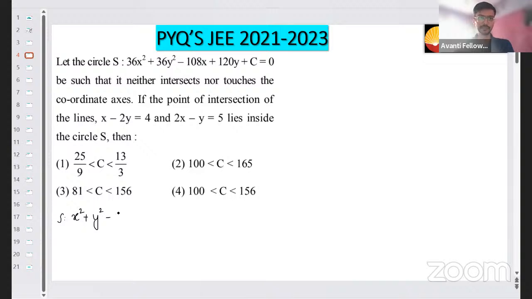So I think 12 will divide, no? So 3 and 12. Not 12, 36, 3 will go. Yes, yes, sorry. It is directly divisible, right? So minus 12x plus, if I divide by 60 by 18, 30 by 9, and 15 by 3, 15 by 3y plus c upon 36 equals 0. I hope I am correct.